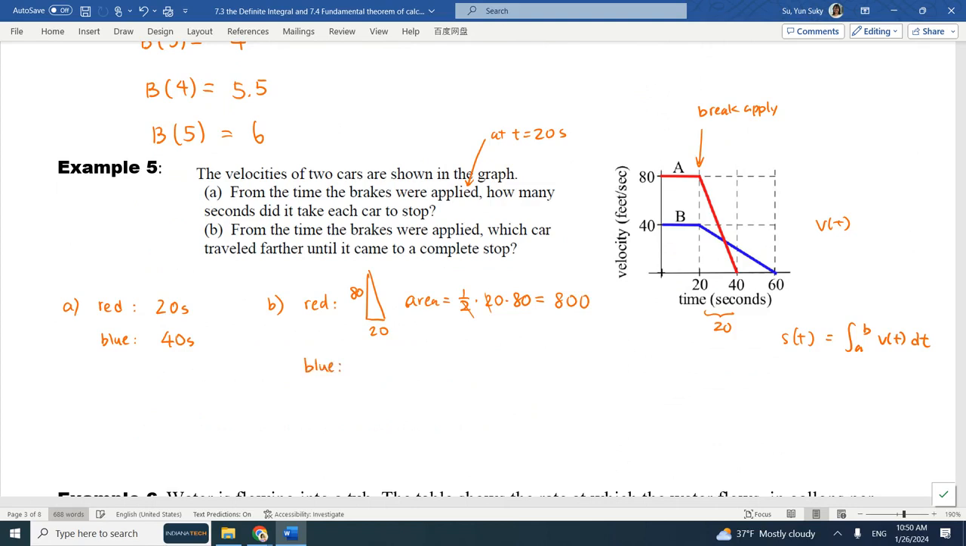And the blue one. We have 40, and wait, is it 40? Yeah. So the area is 1/2 times 40 times 40, what is that? 800? Oh! So they actually travel the same distance after the brake.